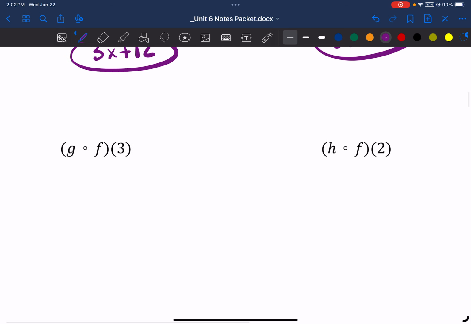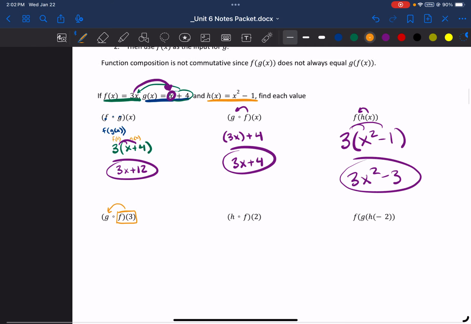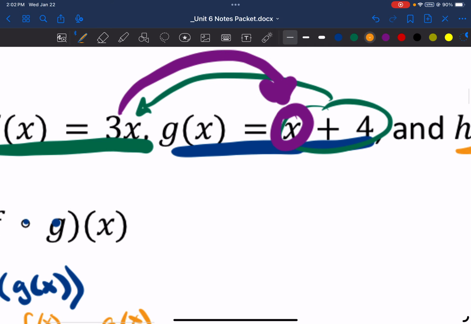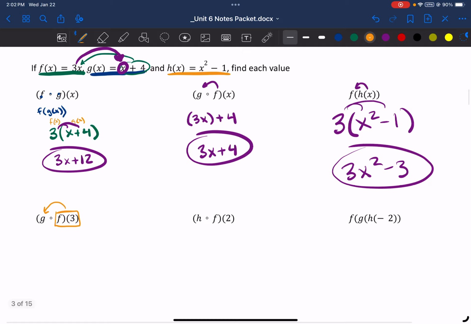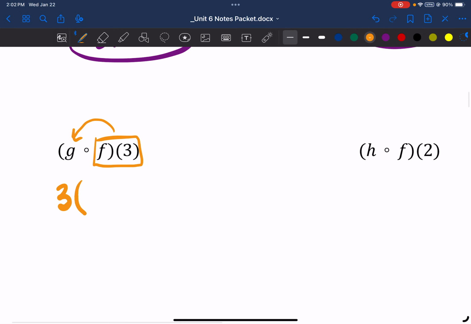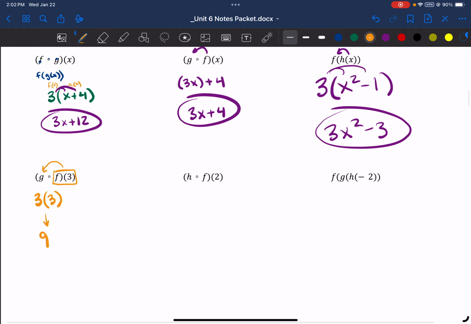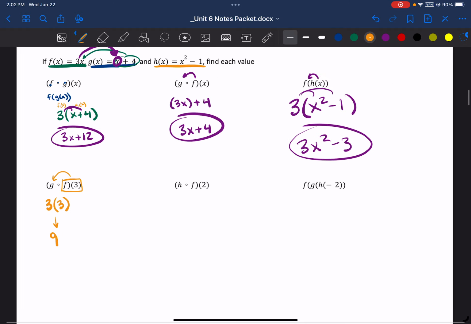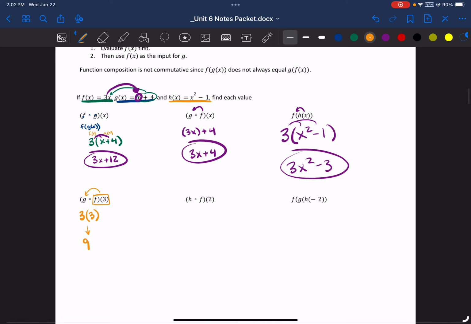What if I wanted to put the answer of f of 3 into g? Well, first I need to figure out what is f of 3. So if I have the f of x function, I need to plug in a 3. So f of 3 is 9. Now we take that 9 and we plug it into g.